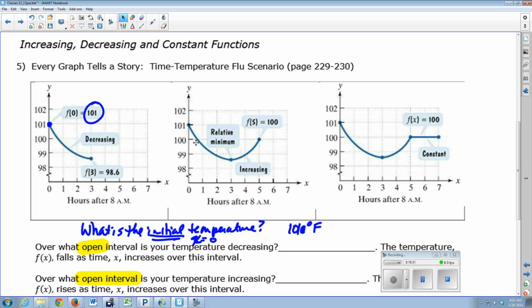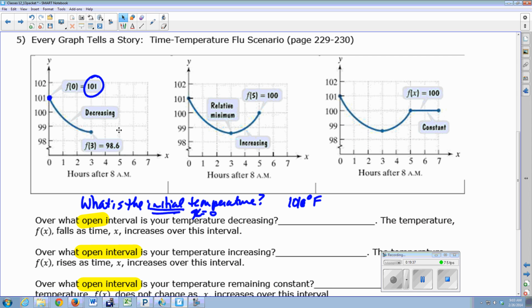Okay? So if we looked at this first picture, this first scenario, the little story in your book goes that the person woke up and they had a temperature, but as the day went on, their temperature started to decrease. And so they started to draw a graph recording their temperature.